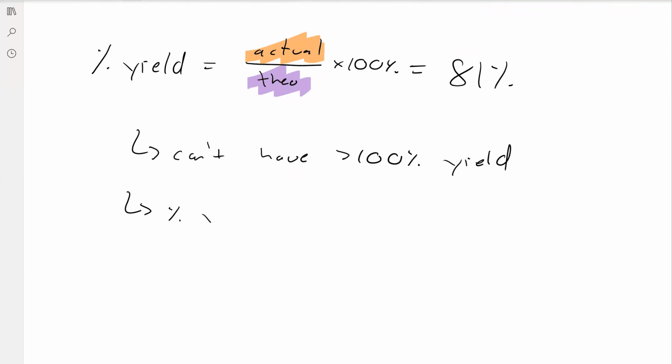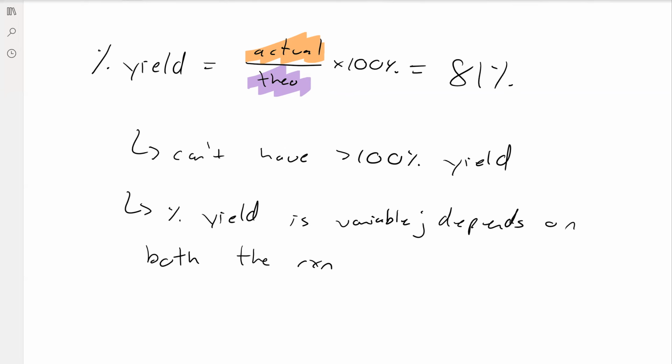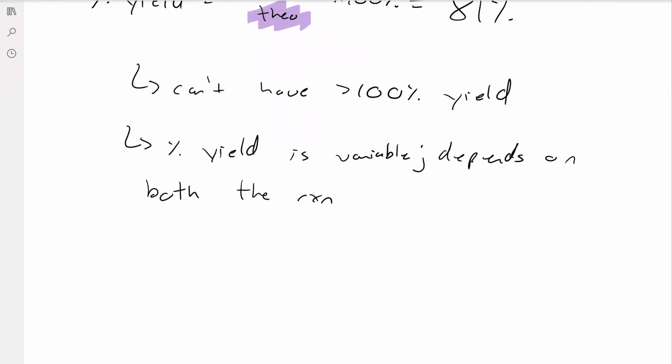And then just to reiterate, percent yield is variable. It depends on both the reaction. Some reactions are high yield, some are low yield, and that's just the way they are. And of course, the skill of the chemist. If you're not very good and you drop half of your product on the floor and you can't collect it, then obviously your yield is going to be less. But just because you have a low percent yield doesn't necessarily mean that you did something wrong. It could just be the reaction itself.